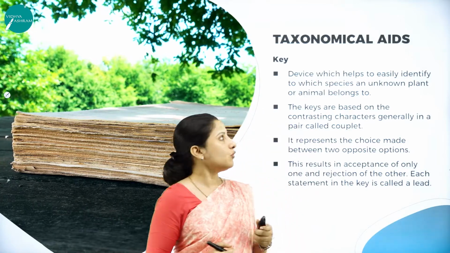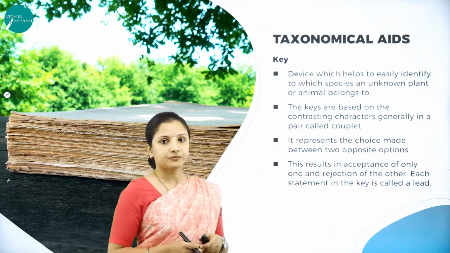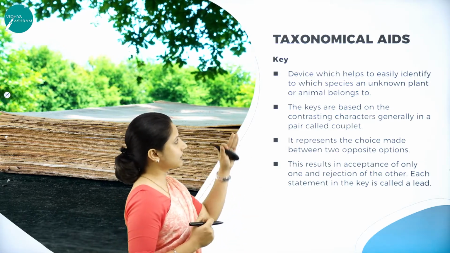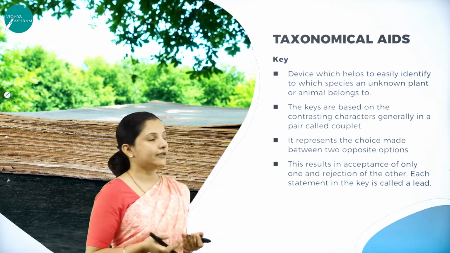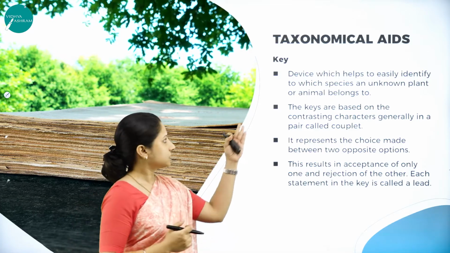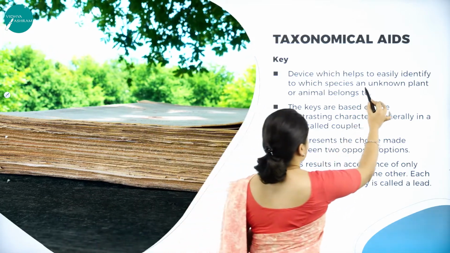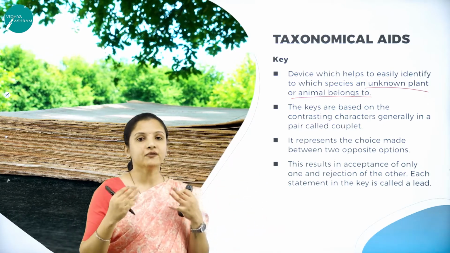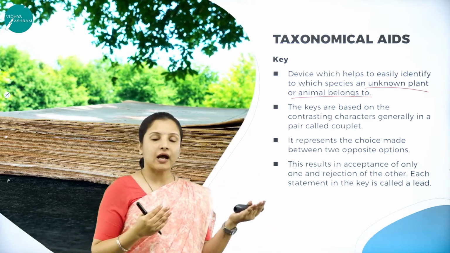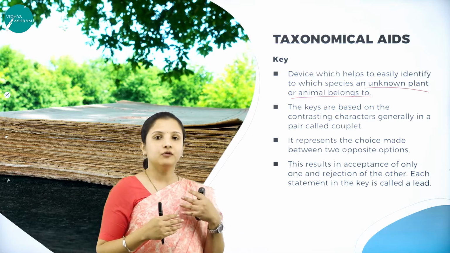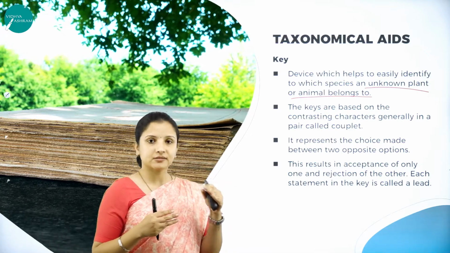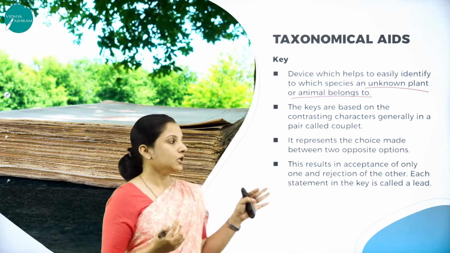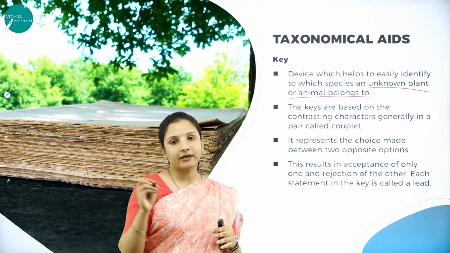Next we have one more, that is key. So key is nothing but a booklet kind. A key is a device which helps to easily identify to which species an unknown plant or animal belongs. The best example of key is the taxonomical keys. The Flora of Madras is the best taxonomical key that is used in South India, wherein different characters of the plant are listed.